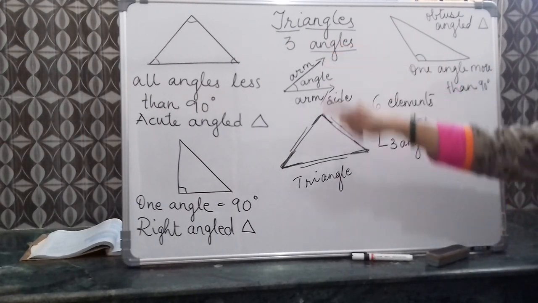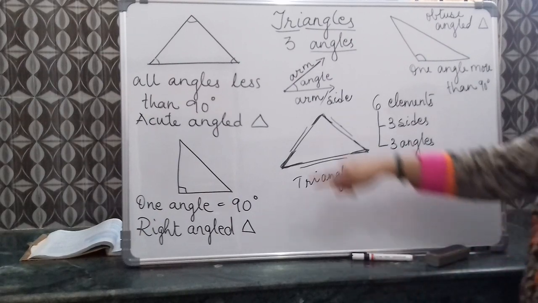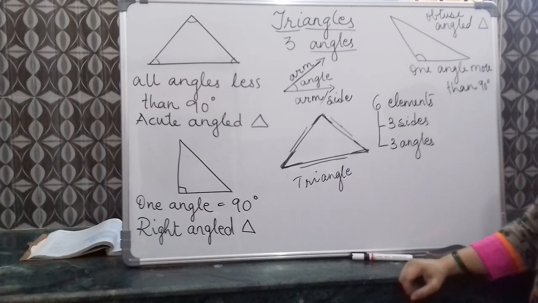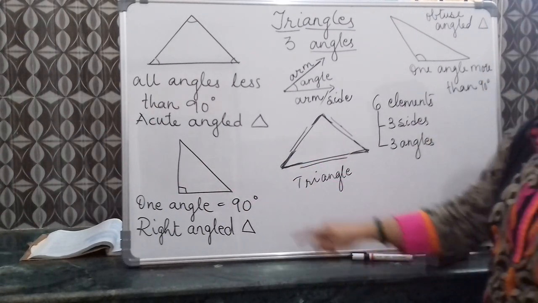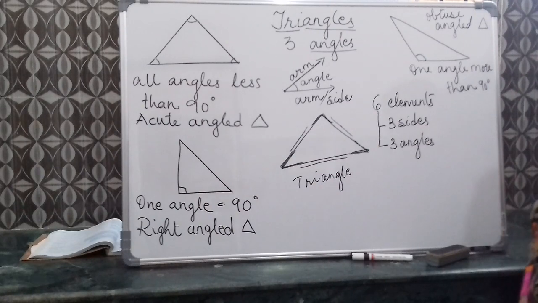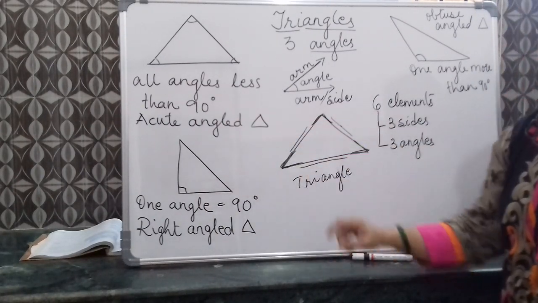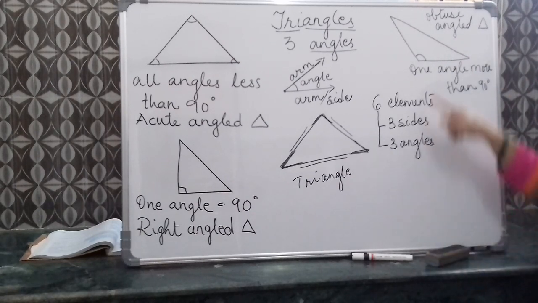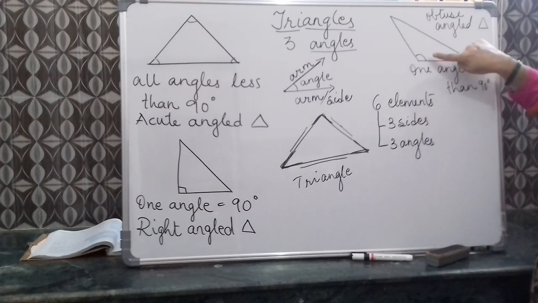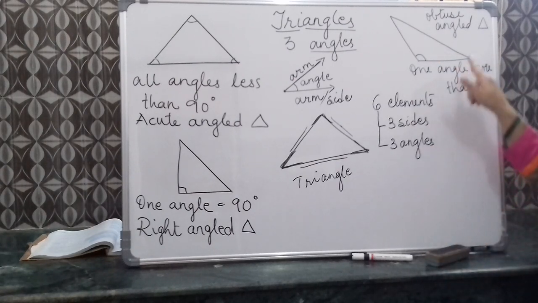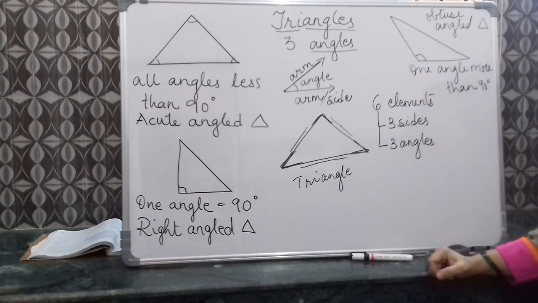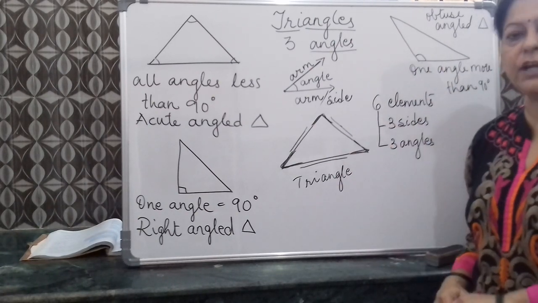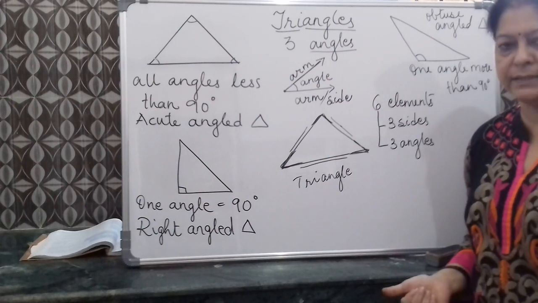Depending upon the angles, we have got three types of triangles: an acute angle triangle, where all the three angles are less than 90 degrees; a right angle triangle, where only one angle is equal to 90 degrees and the remaining two angles are automatically acute; and the third type, an obtuse angle triangle, in which one angle is more than 90 degrees and the other two angles are less than 90 degrees. So these are the three types of triangles which are formed on the basis of angles.